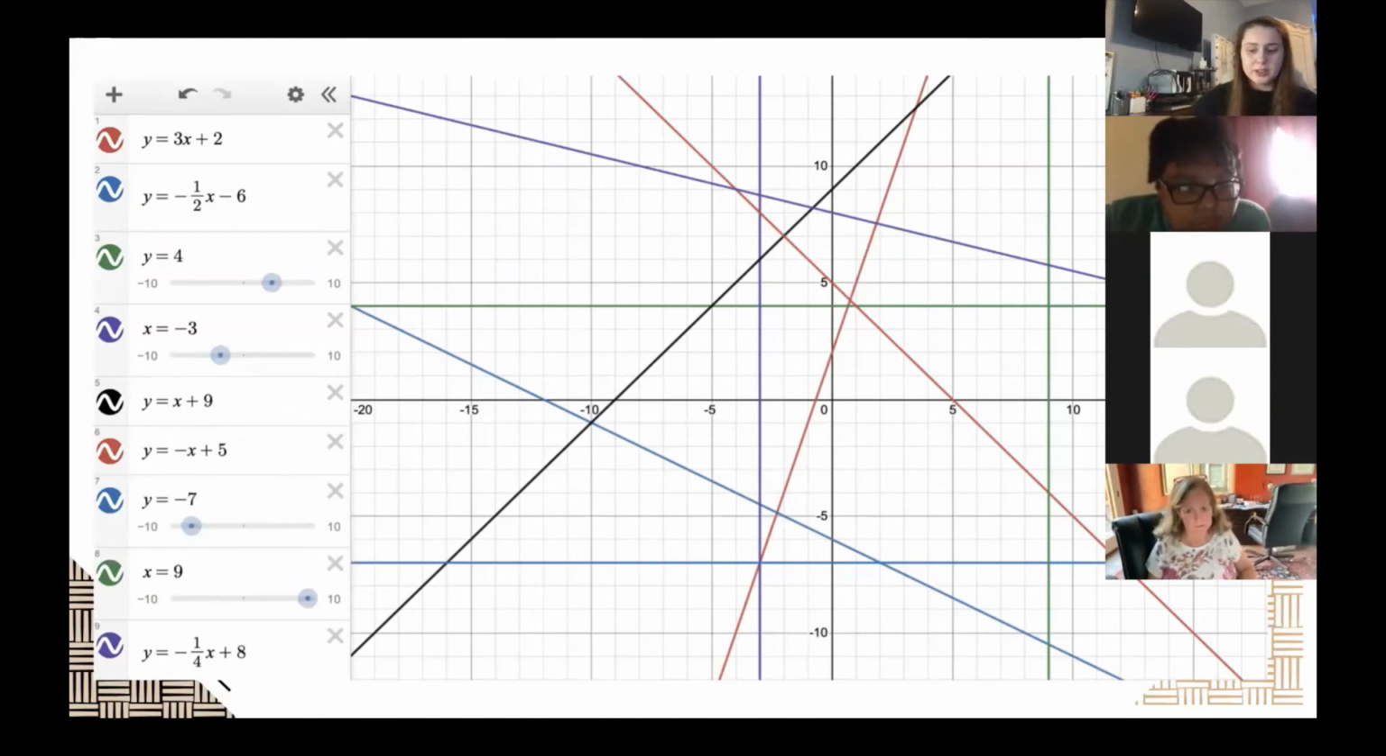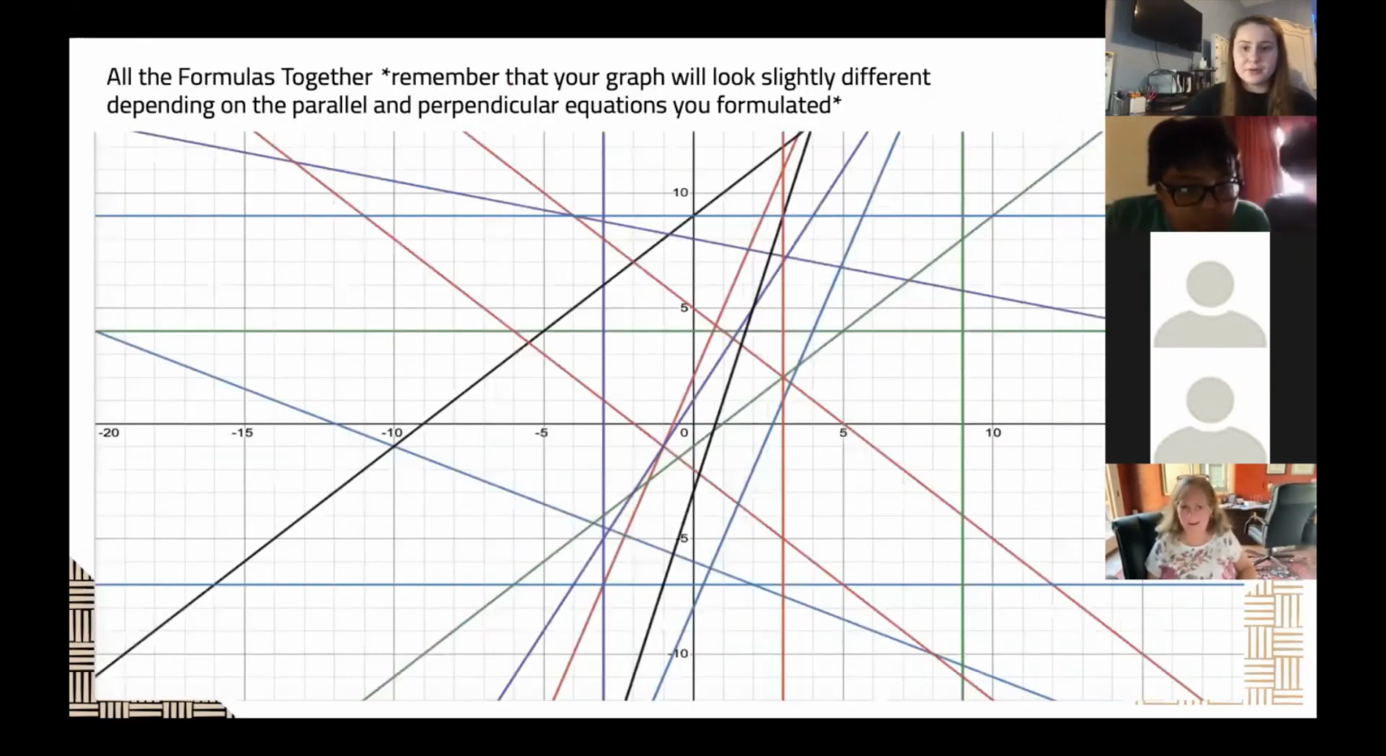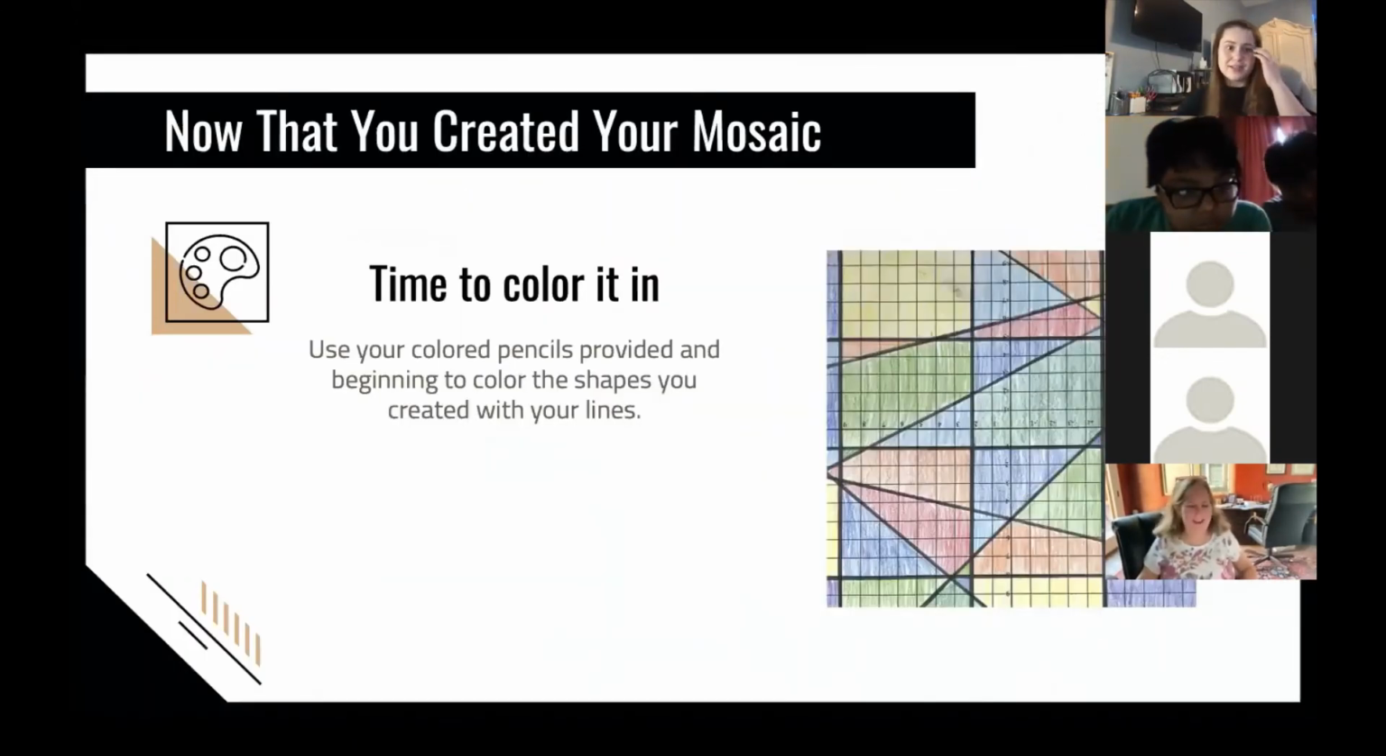Awesome. Okay, I'm going to skip over this part. We're going to go right to the coloring. We'll go back to that another day. So go ahead, and we're just going to start coloring in your mosaic.